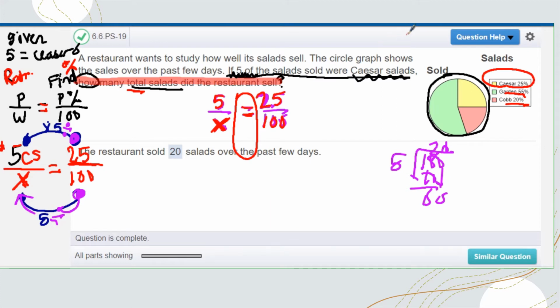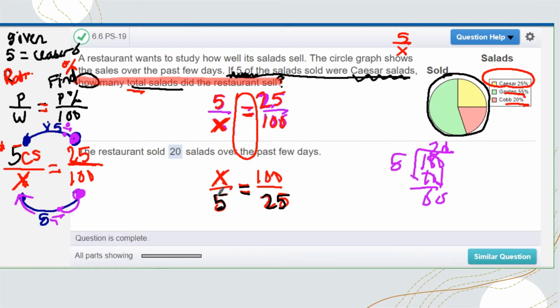So the reciprocal of 5 over x is what? X over 5. And the reciprocal of 25 over 100 is equivalent to 100 over 25. So notice that my whole x is still equivalent to my whole percent, because that's what the equal sign means. And my 5 Caesar salads is still equivalent to my 25%, that's equivalent to Caesar salads.